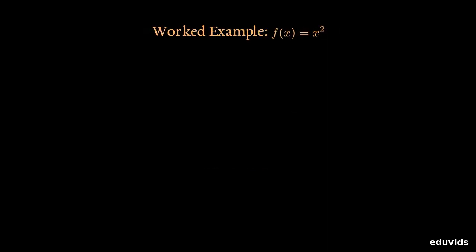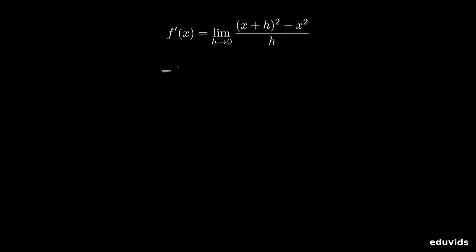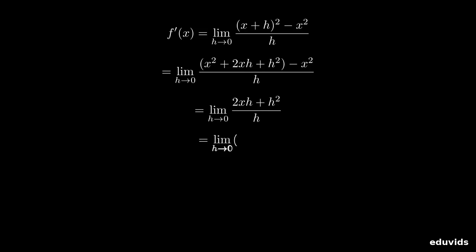Let us apply this to the function where f of x equals x squared. We want to find the slope at any point x. We pick a second point at x plus h, where h is a very small number. The height at the first point is x squared. The height at the second point is (x plus h) squared. The change in height is (x plus h) squared minus x squared. Expanding (x plus h) squared gives us x squared plus 2 times x times h plus h squared. We subtract the original x squared, leaving us with 2 times x times h plus h squared.